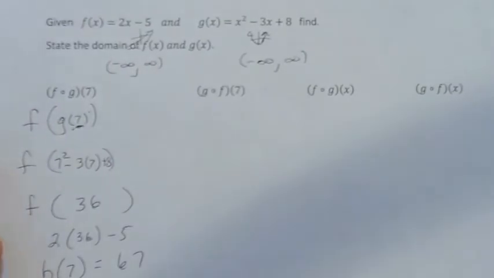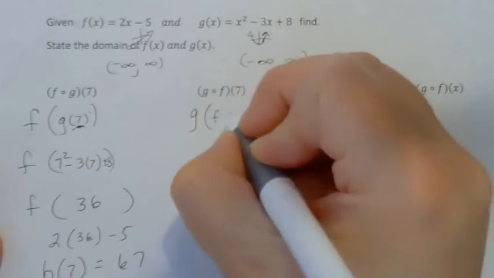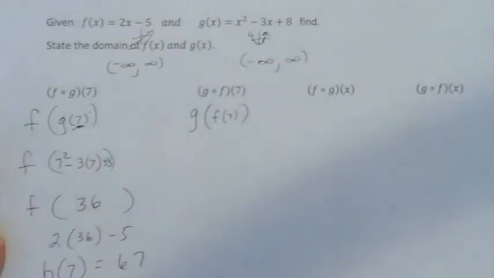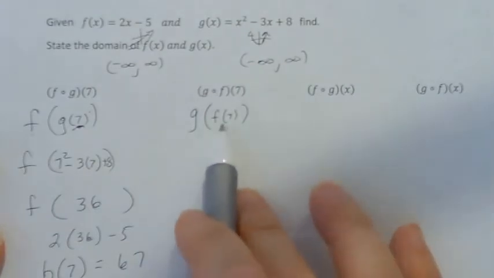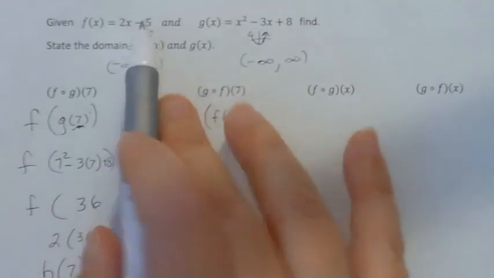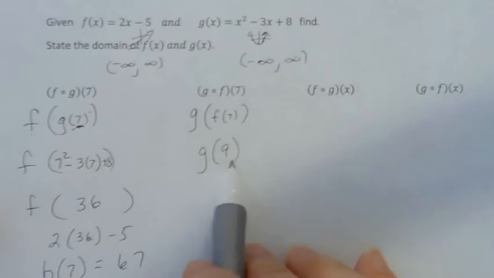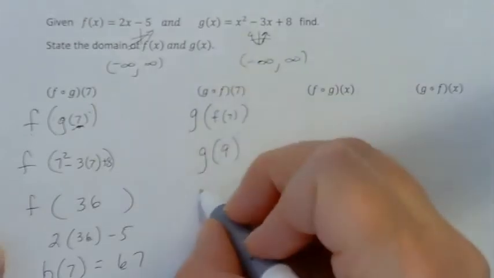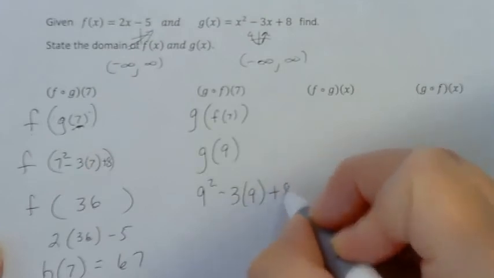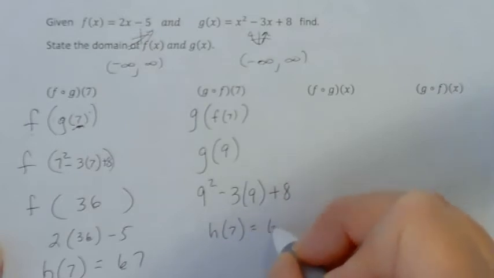Okay, let's find g of f of 7. So this time I'm going to have the g function, and the input value of the g function is going to be the f function at 7. So I'm going to start by putting 7 into the f function. So 2 times 7 is 14 minus 5, which is 9. So now I have g of 9. Now I'm going to put 9 into the g function. So 9 squared minus 3 times 9 plus 8. So h of 7 this time would be 62.